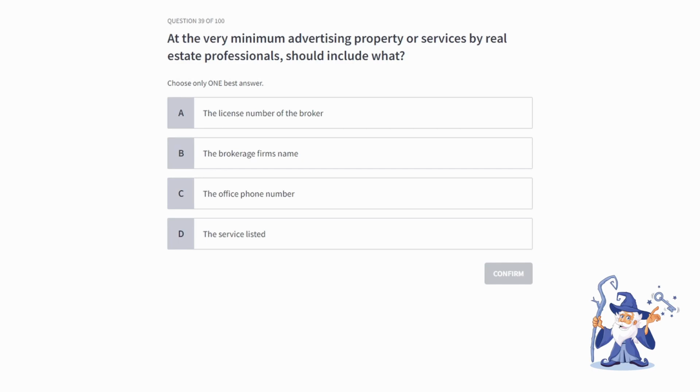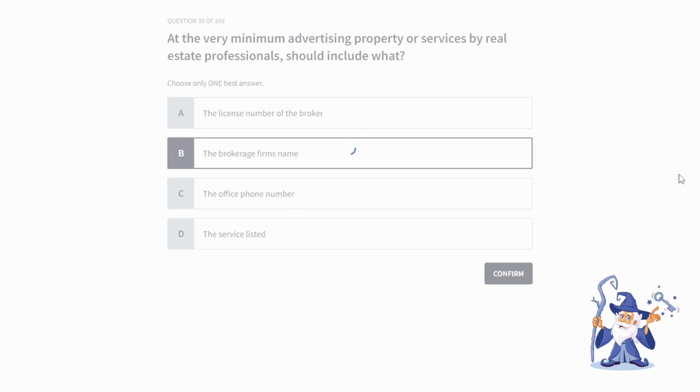Okay, so I love these questions. These ones are always super interesting to me. So these are those advertising questions, which, obviously you're going to deal with this a lot when you do get your license, which you will. But what is the correct answer for this one? At the very minimum, it should be B, the brokerage firm's name.